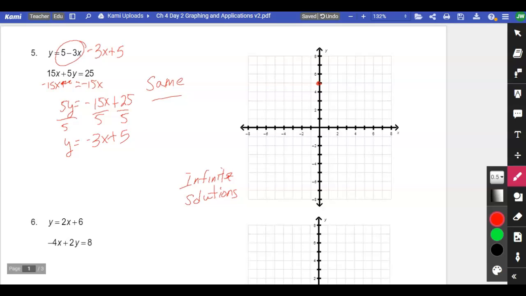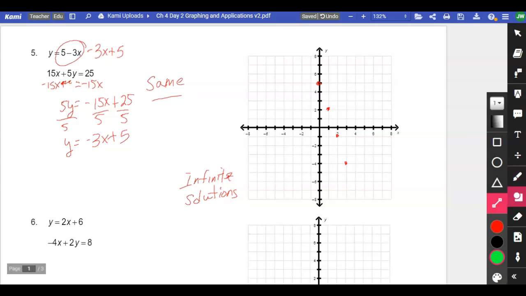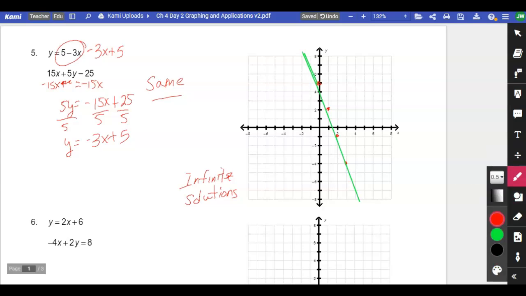So we go down 1, 2, 3 over 1. That'll be enough since we already know that we have this line right here. So there's only one line on that equation.